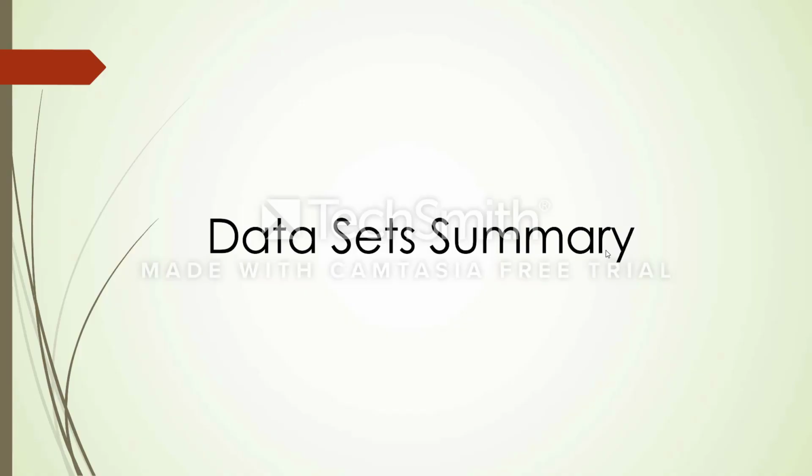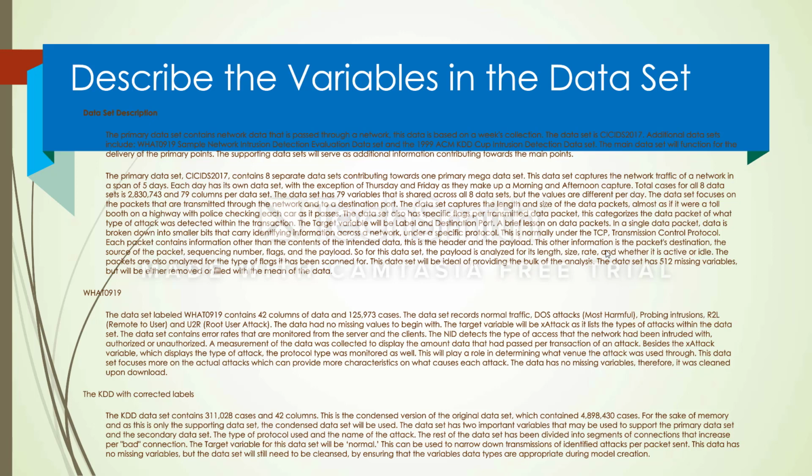So, dataset summaries. The KKids 2017 focused primarily on the data packets itself. The secondary dataset, What 0919, focused on the protocols, services, attack types, and duration of the transmission. KDDID analyzed each connector node that the packet passes through.